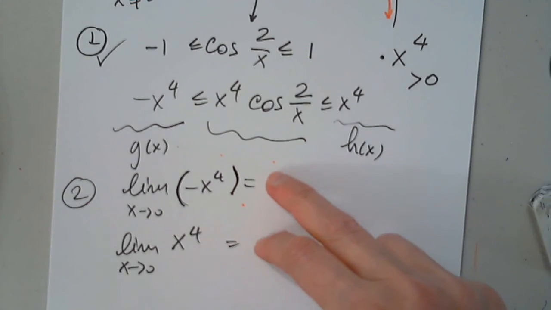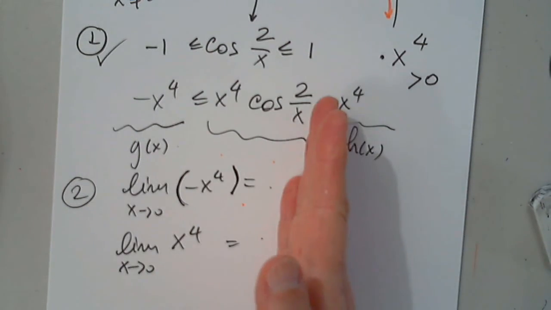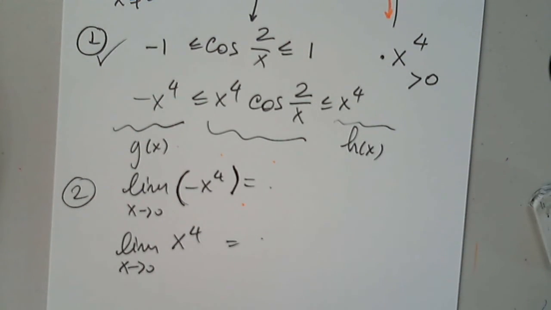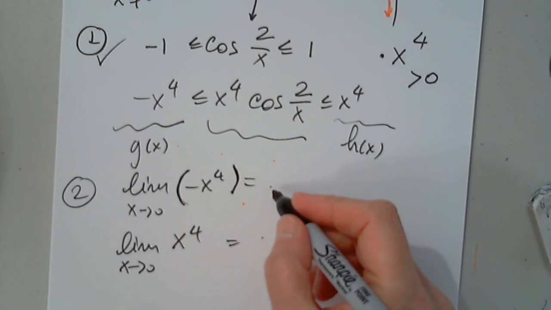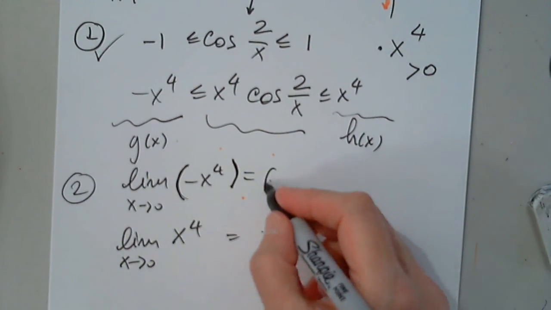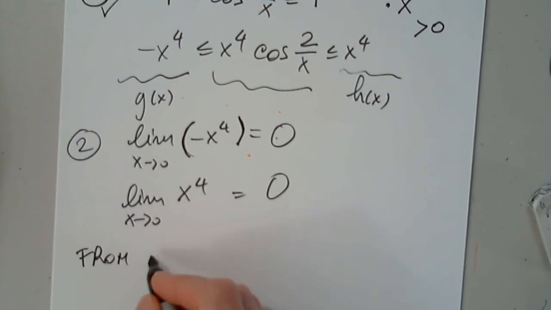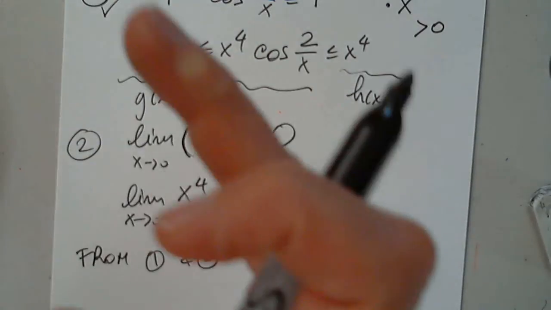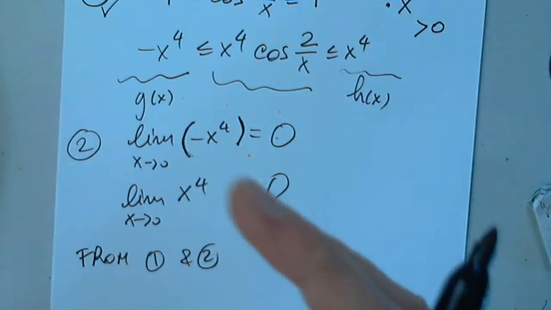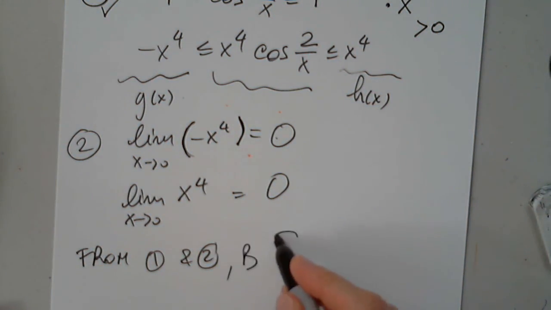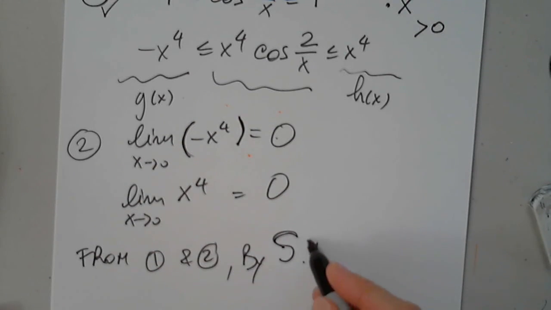Can anyone give us the answer here? And this is when the limit operator disappears. They're both equal to 0. Good. So then I'll write from 1 and 2, by the squeeze theorem.